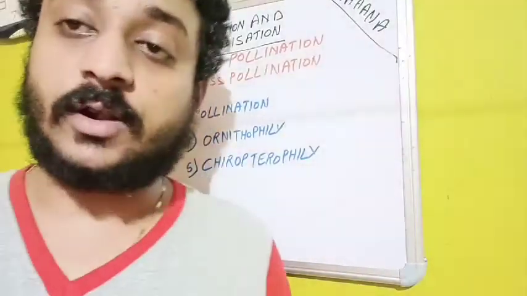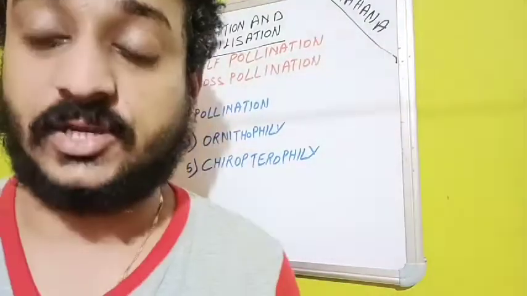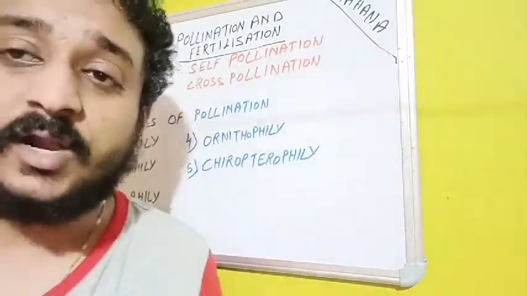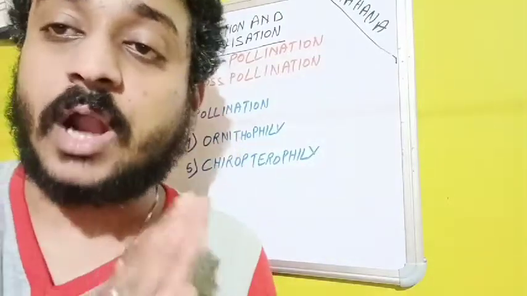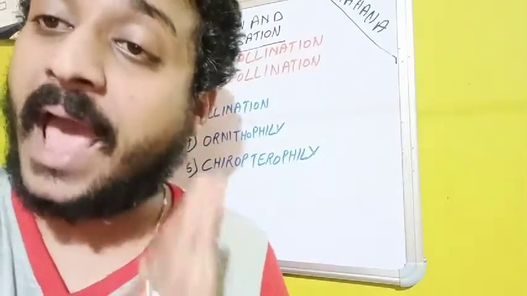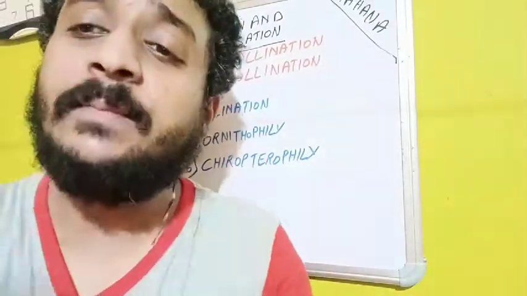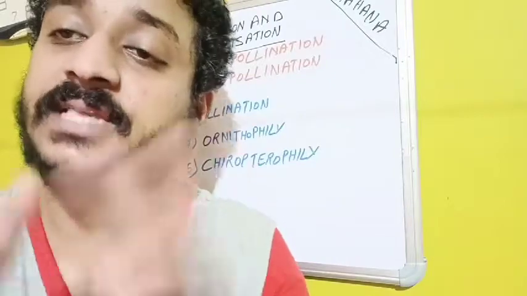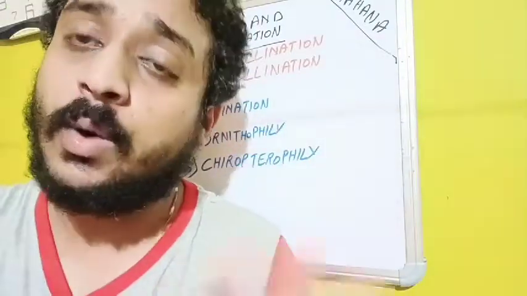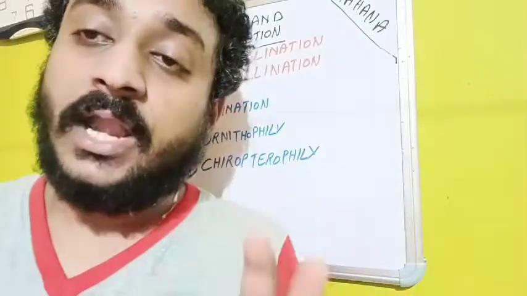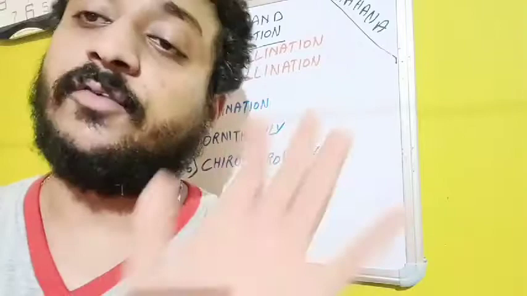This class is for class 9th standard and the chapter today is pollination and fertilization. So what is pollination? Today we will deal with pollination. Pollination means transfer of pollen grains from anther to the stigma of the flower, either by wind, by insects, by water, or by birds, whatever it is. Pollination means transference of pollen grain from anther to the stigma of the flower.